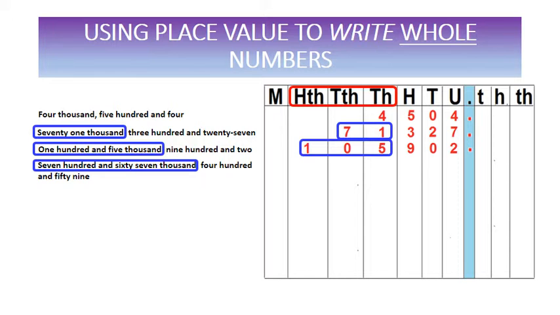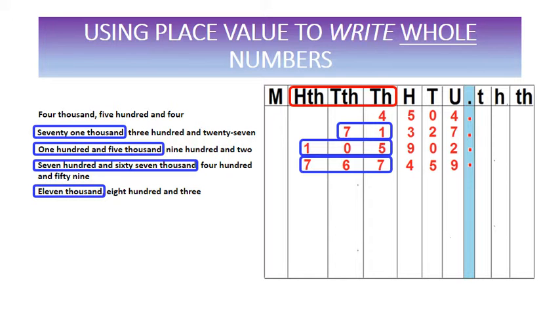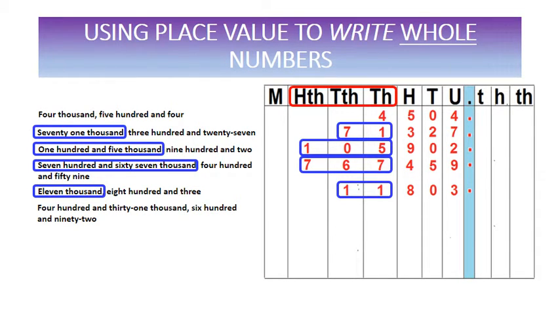767,000, then 459. We can see there's our 767,000. Here 11,803. Here 431,692. 431,000. Let's think where that would go.